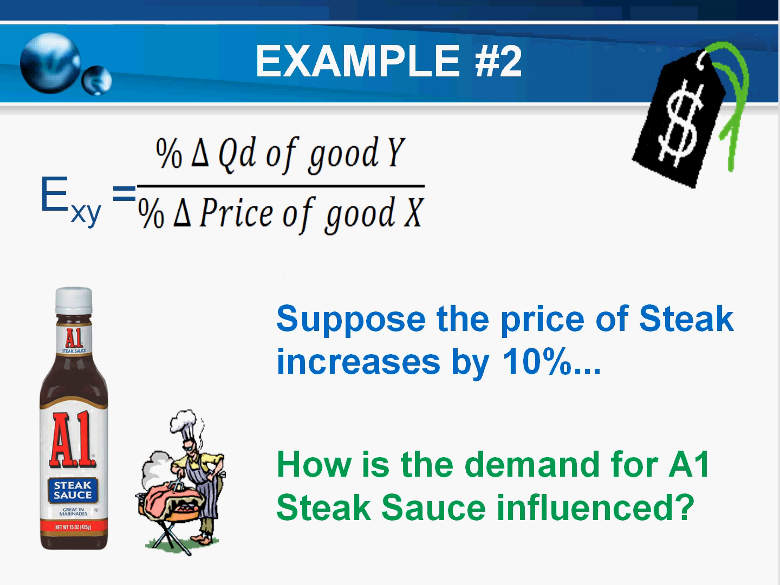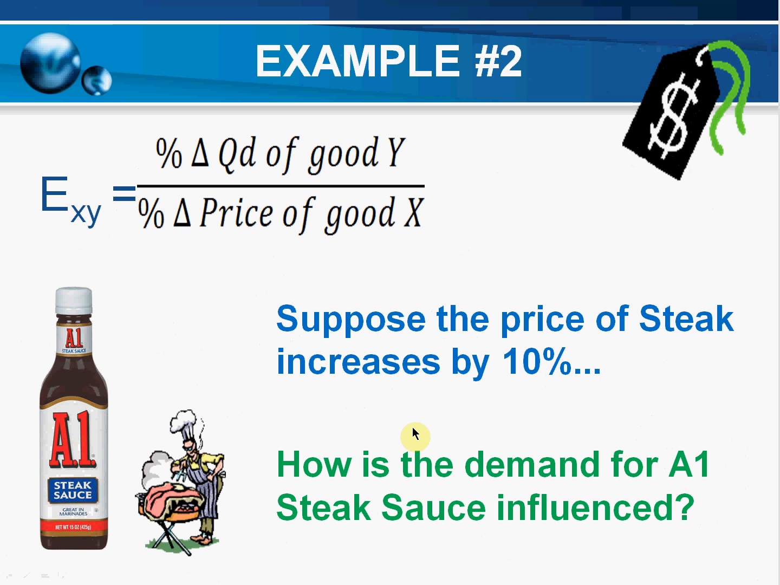Example number 2. I'm going to start the story the same, not only the same in regards to the 10% increase in price, but also in regards to steak as a product. This will help us to explain this and examine this more thoroughly. Now the question that we're going to ask in regards to good Y, though, doesn't have anything to do with chicken. Rather, we're going to relate it to a steak sauce. A1, which is the best steak sauce out there. For those of you who haven't tried it, I highly endorse it. How is the demand for A1 steak sauce influenced?